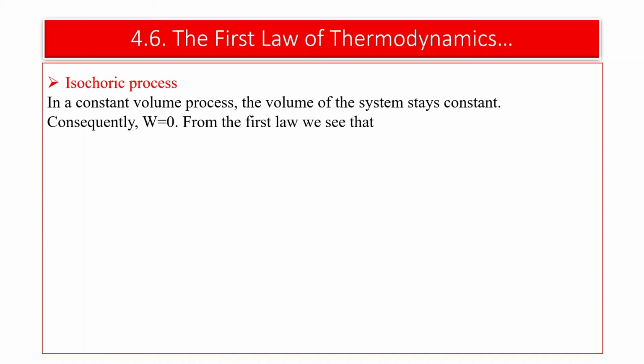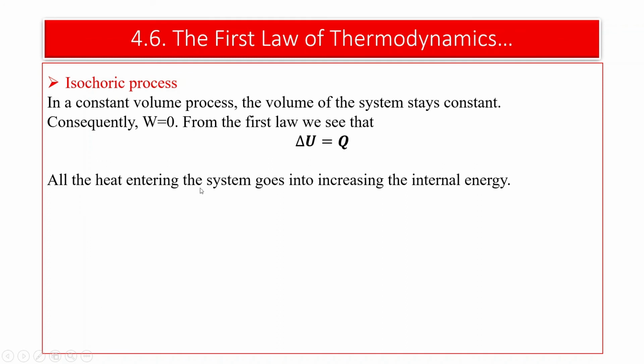So consequently, here we have W is equal to 0, because the pressure multiplied by the change in V is 0, so we get 0. So for the first row we conclude like this: the change in internal energy is equal to Q. So if you supply heat to the system, that is only used to change the internal energy, not to do work. All the heat entering the system goes into increasing the internal energy.